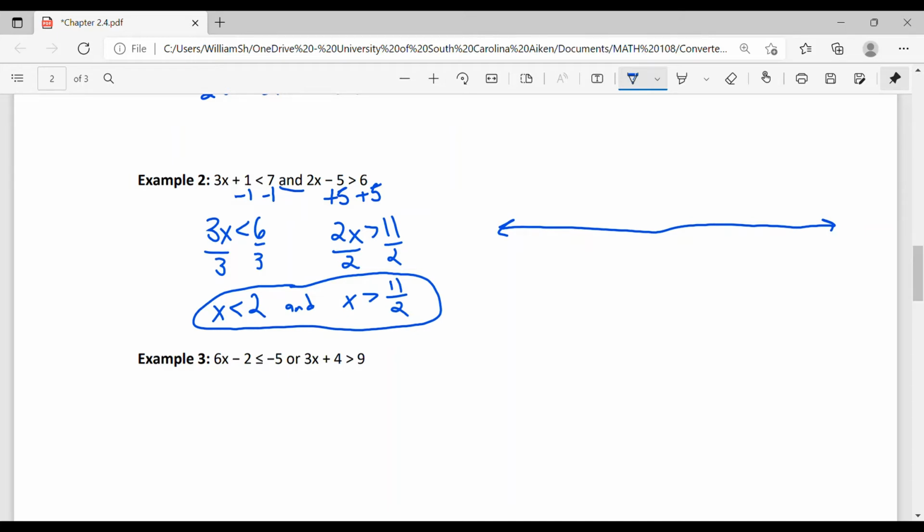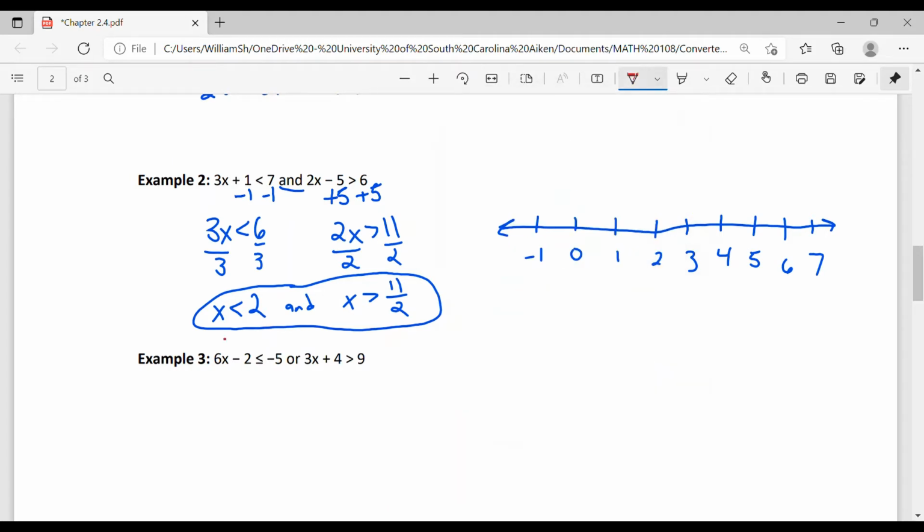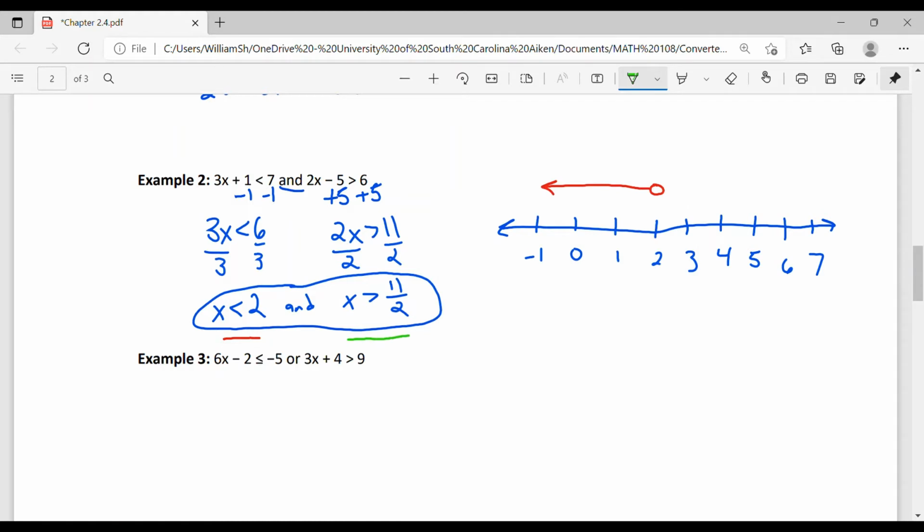So, I'm going to go -1, 0, 1, 2, 3, 4, 5, 6, 7. Okay. Now, I'm going to graph this first one here in red. Okay. So x is strictly less than 2. I'm going to put an open circle and draw an arrow that way. The second one here, I'm going to draw it in green. So x is greater than 11 over 2.